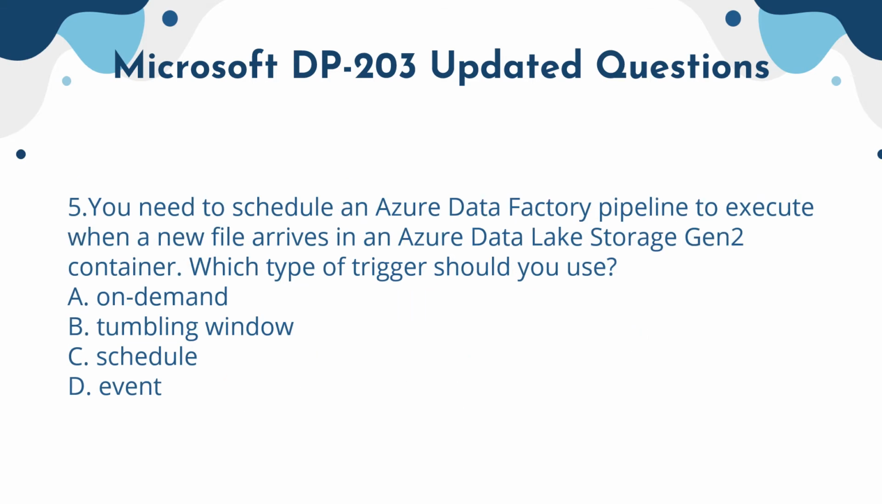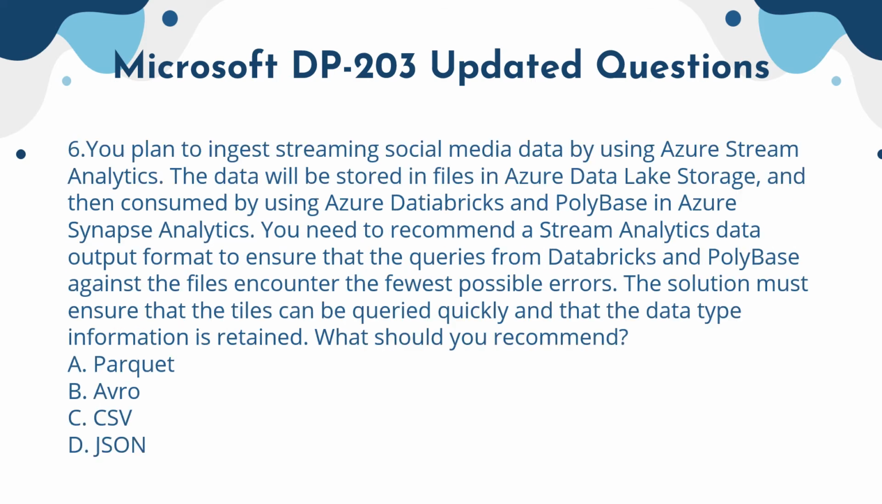5. You need to schedule an Azure Data Factory pipeline to execute when a new file arrives in an Azure Data Lake Storage Gen 2 container. Which type of trigger should you use? A. On demand. B. Tumbling window. C. Schedule. D. Event.